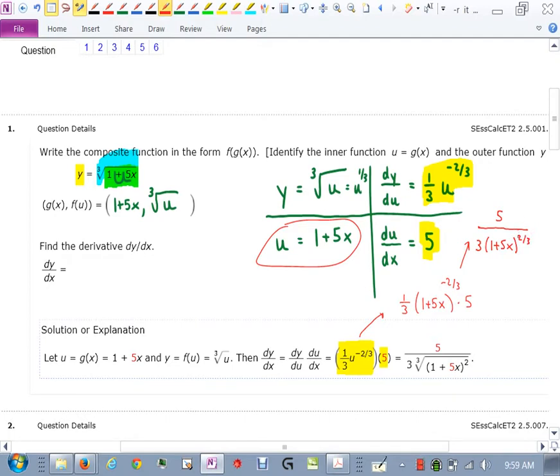Now, raising something to the 2/3 is the same as squaring it and then taking the cube root, which is why what we get here is the squared. That's our whole thing there, 1 plus 5x, we're squaring it, but then we're taking the cube root of that. And so the answer matches up with what I did.